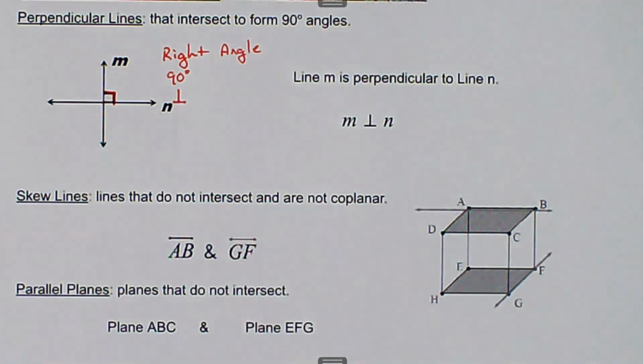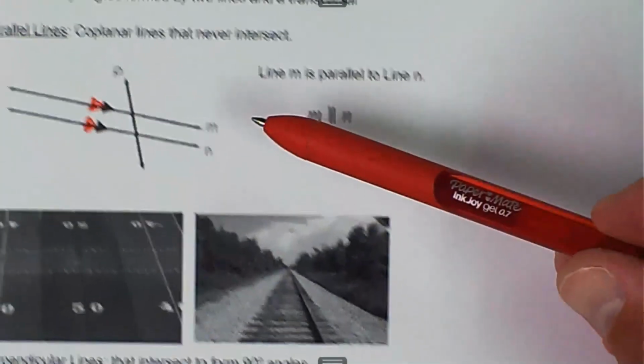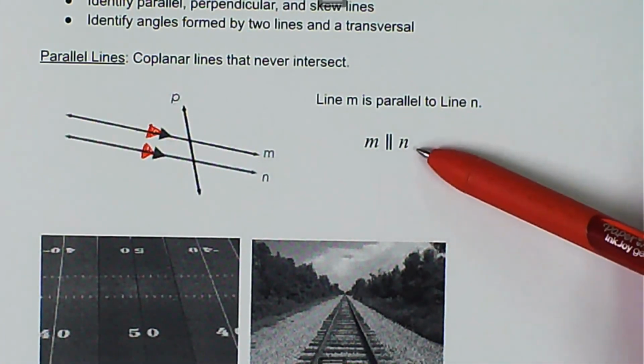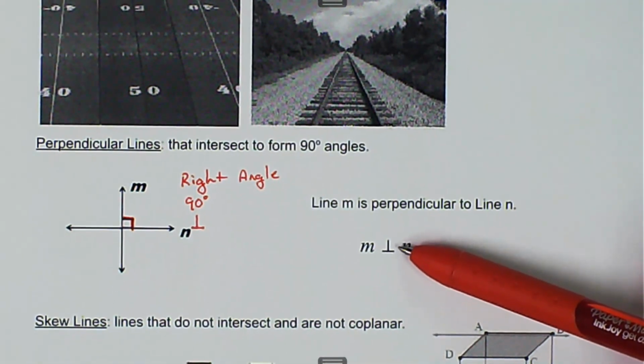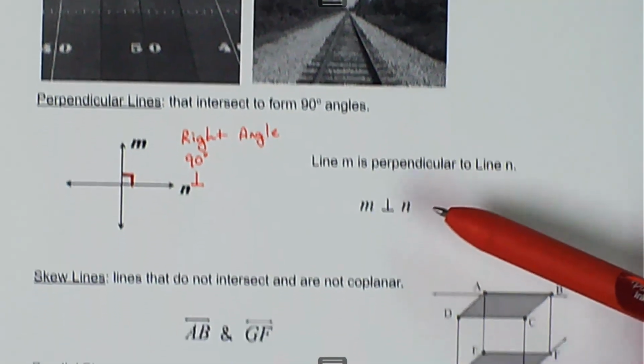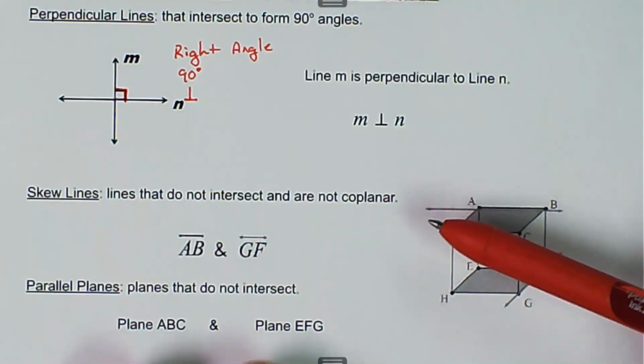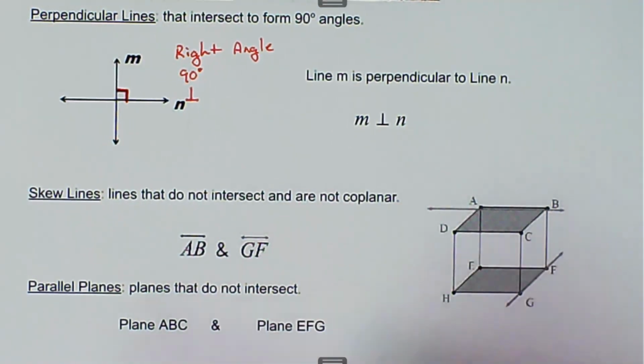So those are some key definitions and some key examples to think about. We have parallel lines, and we have our symbol for parallel lines. We have perpendicular lines and our symbol for perpendicular lines. And then we have skew lines and parallel planes.